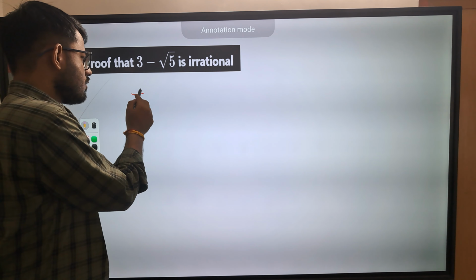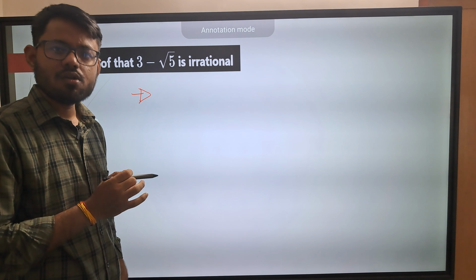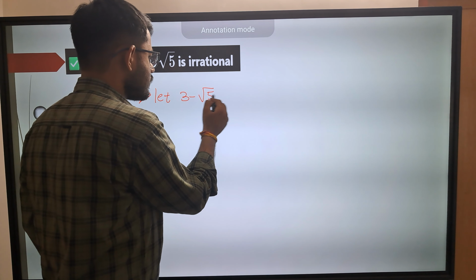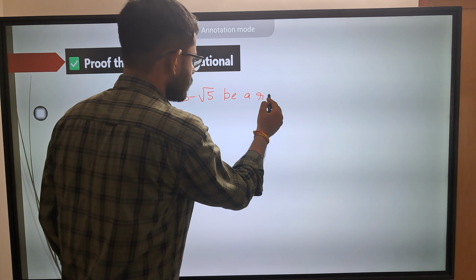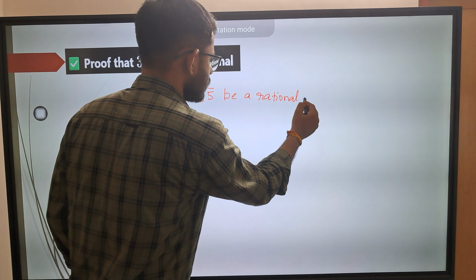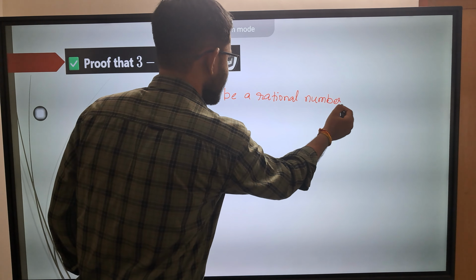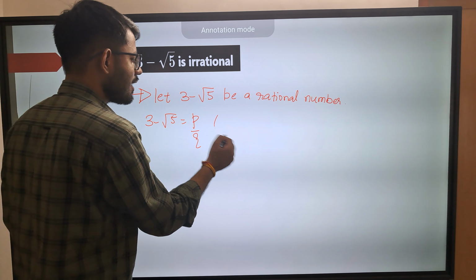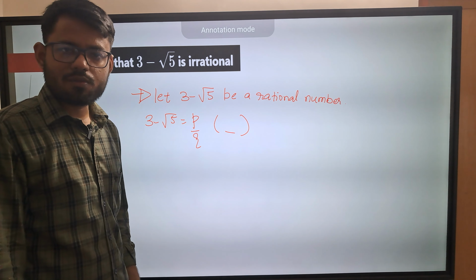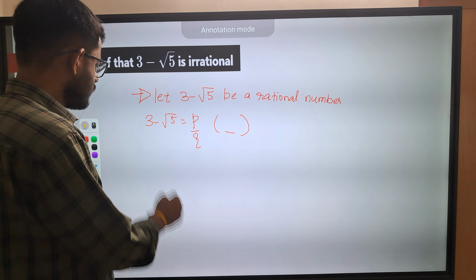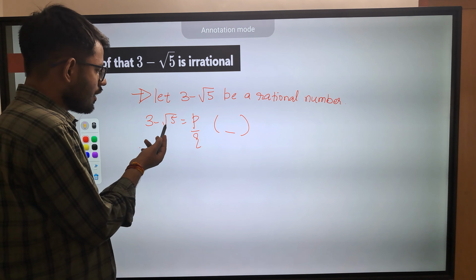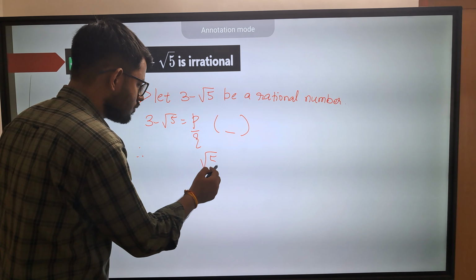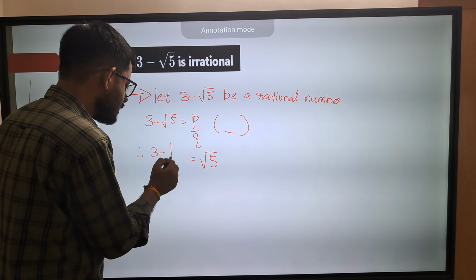Same first line will be what? Let 3 minus root 5 be a rational number. If it is a rational number, we can write it in the form of p by q. 3 minus root 5 is equal to p by q. In bracket again we need to write p and q are co-prime integers and q is not equal to 0. Now you can keep root 5 in the RHS so that it will become positive, and p by q in the LHS it will become negative.